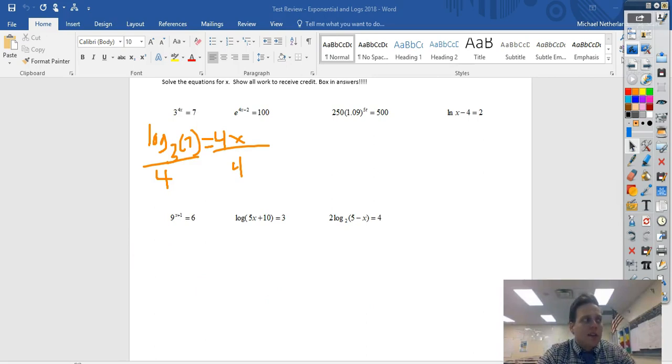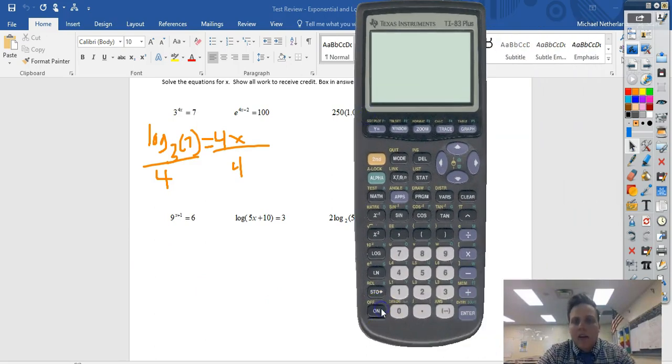I will have to do it in a slightly different way because my calculator does not have the log base ability that your newer calculators do. So I have to do log 7 divided by log 3, all divided by 4. And I get 0.44. So x is approximately 0.44. Okay? Alright, let's go on to the next one.